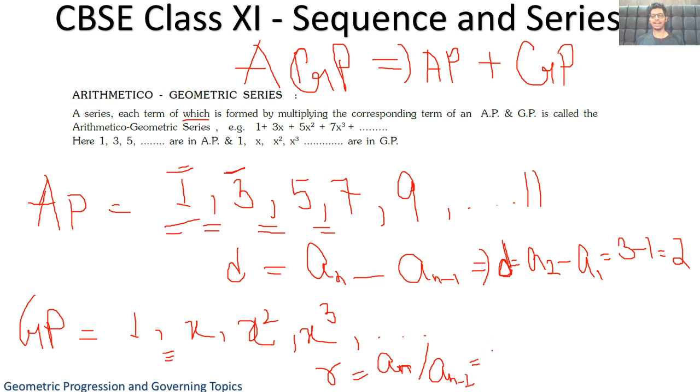You can pick any value. Let's say this is the first term, which is nothing but 1. This is the second term, which is nothing but x. So we'll call it A2 by A1. From here, what we have reached is A2 is x and A1 is 1. Therefore, what we have found is the common factor is equal to x.